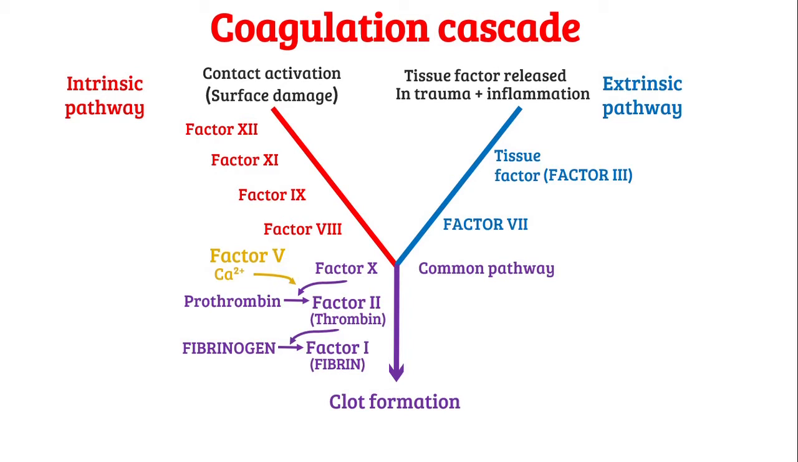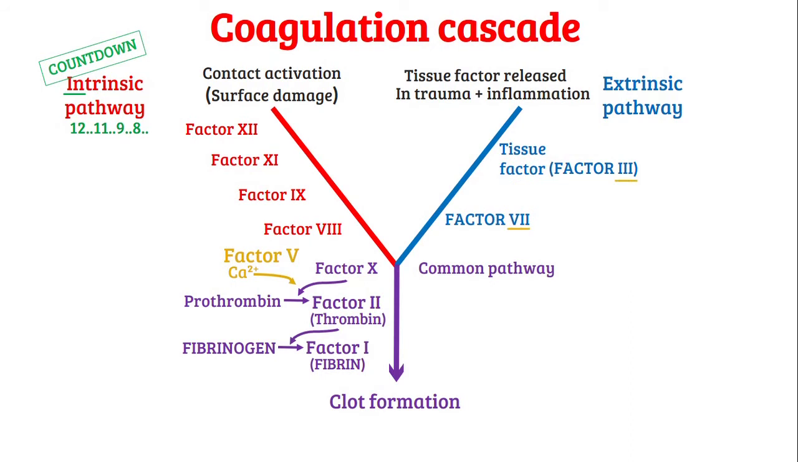The way I remember which factors are in the intrinsic pathway and which are extrinsic is by thinking of how we count down to ten. For example, they count down in 3, 2, and 1. And this will remind me that the countdown is in the intrinsic pathway: 12, 11, 9, and 8. Another way is that the extrinsic pathway contains factors 7 and 3, which is tissue factor, and so they sum up to 10, which is also written as an X. It's a bit of a stretch, but it helps me to remember them.